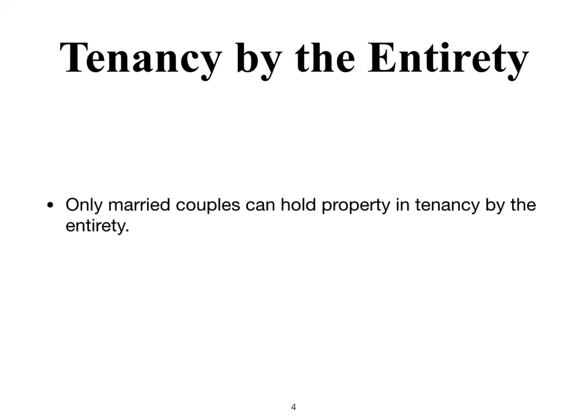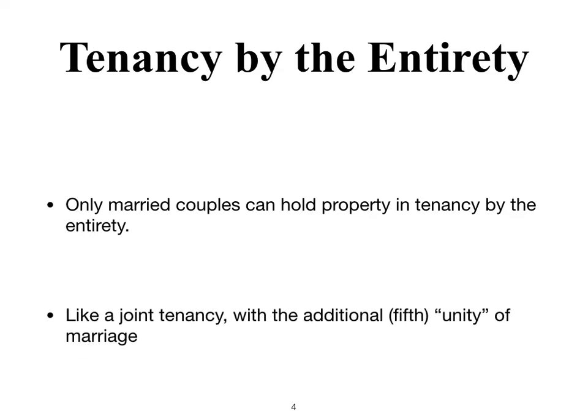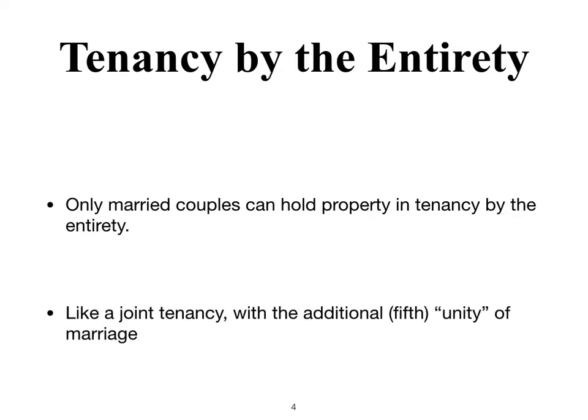So only married couples can hold a tenancy by entirety. And you can think of it like a joint tenancy, but with a fifth unity of marriage. Another difference between a tenancy by entirety and a joint tenancy is that neither spouse can encumber his interest in a tenancy by entirety. What does that mean?